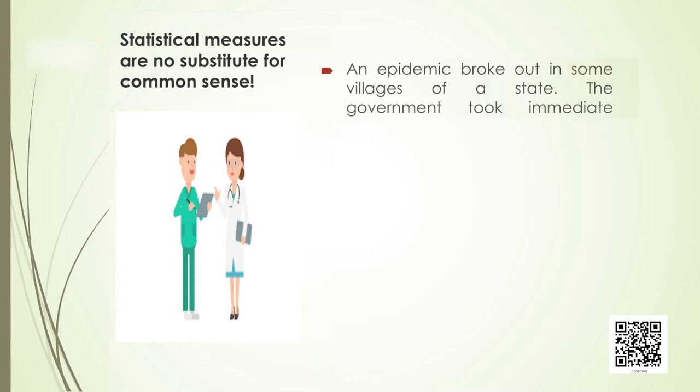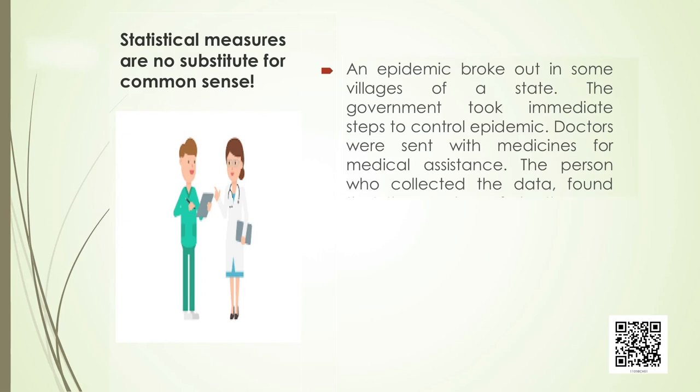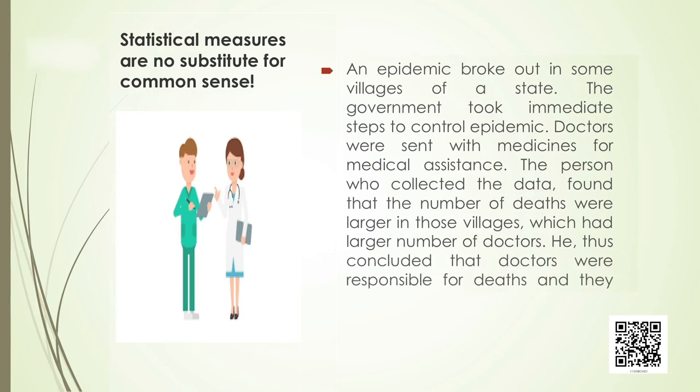Friends, statistical methods are no substitutes for common sense. To elaborate the point, I will narrate an anecdote. An epidemic broke out in some village of a state. The government took immediate steps to control the epidemic. Doctors were sent with medicines for medical assistance. The person who collected the data found that the number of deaths was larger in those villages which had a larger number of doctors. He thus concluded that doctors were responsible for deaths and they should be punished. Friends, what do you think?